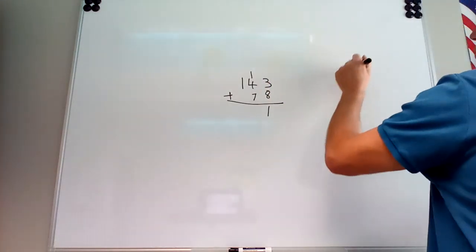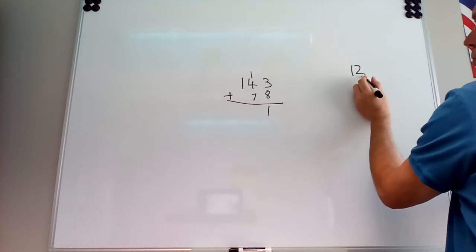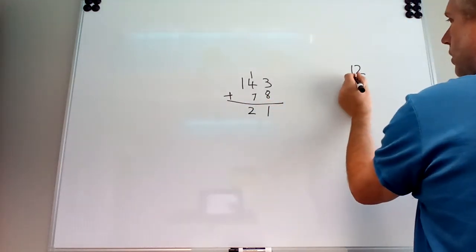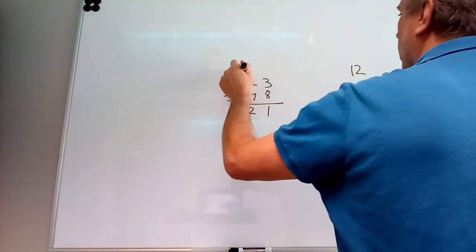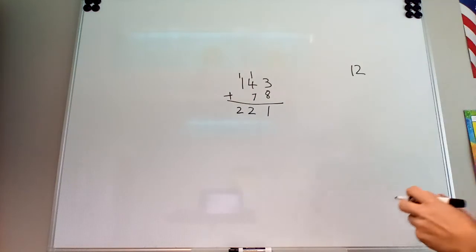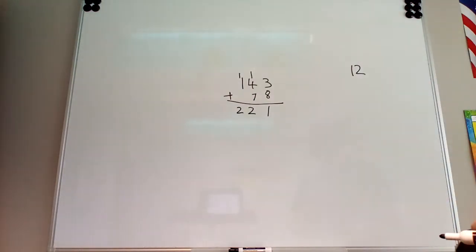Well, if you take a 12, the number that's in the ones place, we're going to leave here. The number that's in the tens place is a 1. We're going to carry the 1 right there, and 1 plus 1 is 2. So the answer for that problem will be 221.